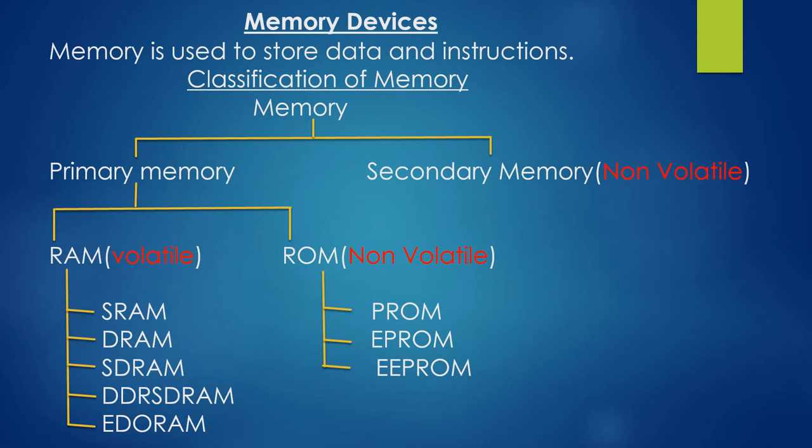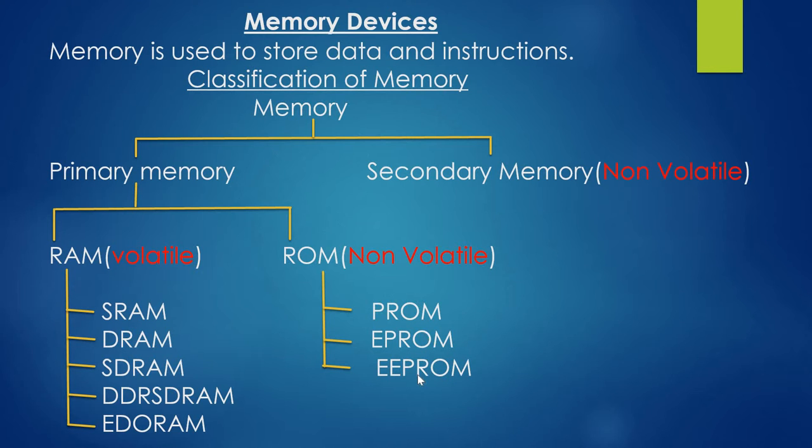Memory devices. Memory is used to store data and instructions. Then classifications of memory. Memory is classified into two, that is primary memory and secondary memory. Then this primary memory is again classified into two, that is RAM and ROM. Then RAM is classified into five, that is SRAM, DRAM, SDRAM, DDR SDRAM, EDO RAM. These are the classifications of RAM. Then classifications of ROM are PROM, EPROM and EEPROM.